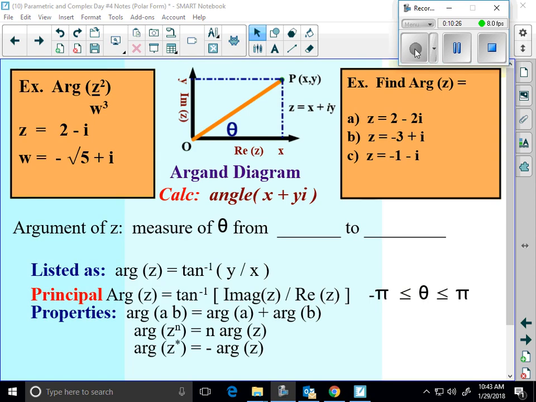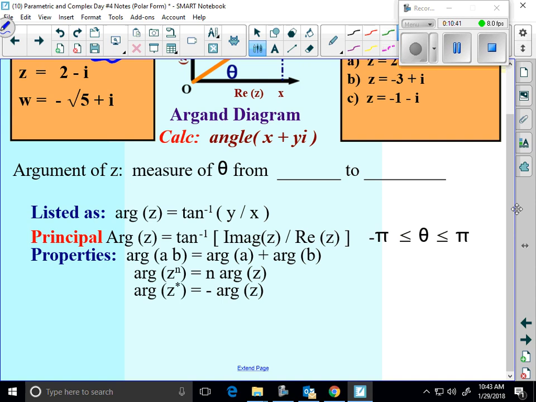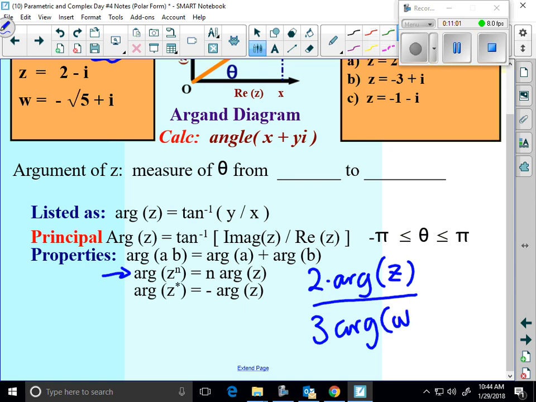There are a few properties that can help you. For example, if I were to find the argument of z squared over w cubed, I would utilize a couple of these properties. First of all, I wouldn't square z first. What I would take is the argument of, instead of z squared over w cubed, I'd take 2 times the argument of z over 3 times the argument of w. Now, what does that even mean?